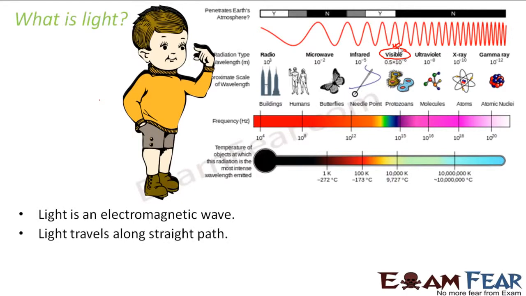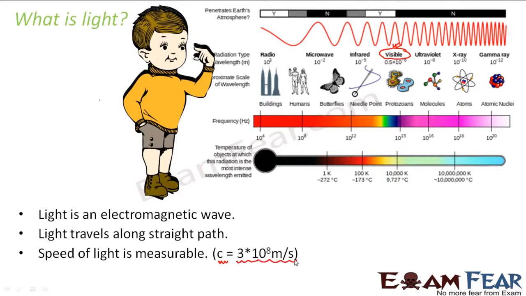So light travels along a straight path. These are some of the things which are just for review, right? Because you already know all these things from your previous classes. Speed of light is measurable, and the speed of light in vacuum is always denoted by c and its magnitude is 3 into 10 to the power 8 meter per second. So these are some of the facts about light which you already know and which are universal, right?